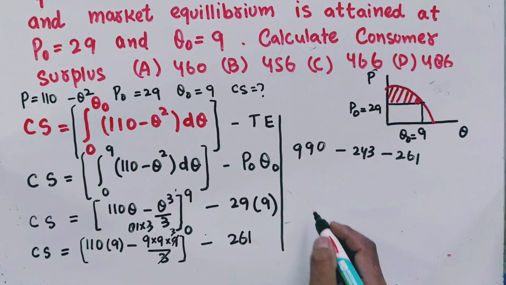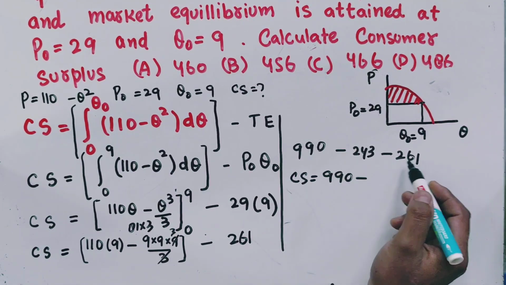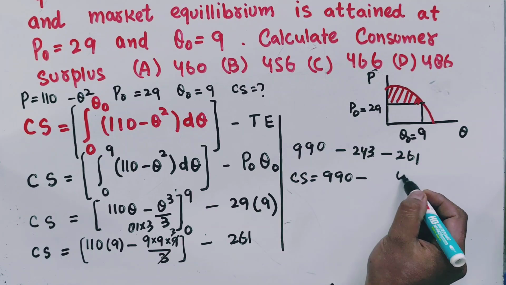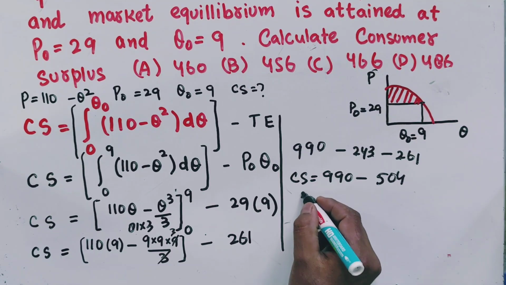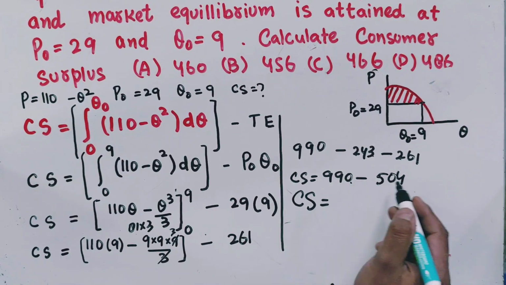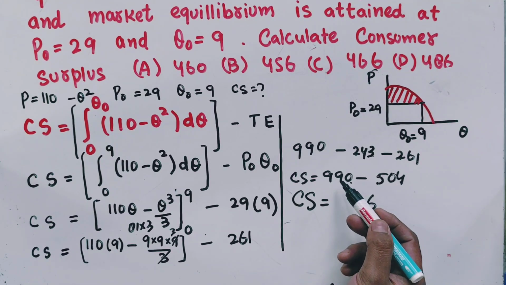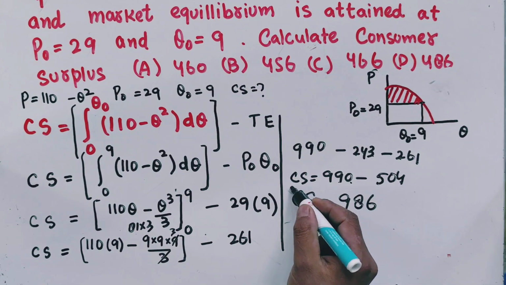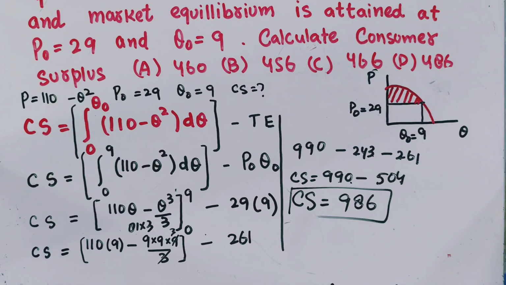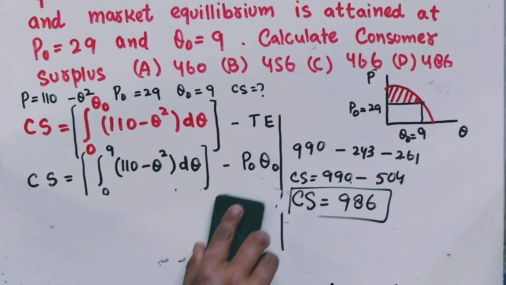So consumer surplus is equal to 990 minus, so here we have 4, this is 504, so consumer surplus will be equal to 986. Consumer surplus will be equal to 986. Okay, so let me explain here what is meant by this graphically.